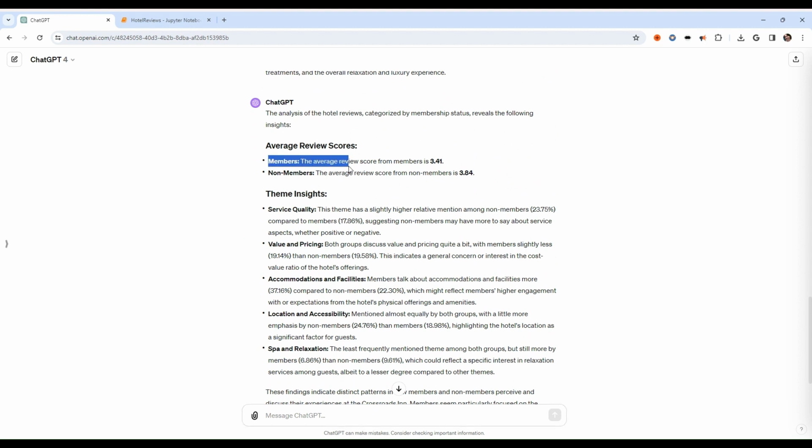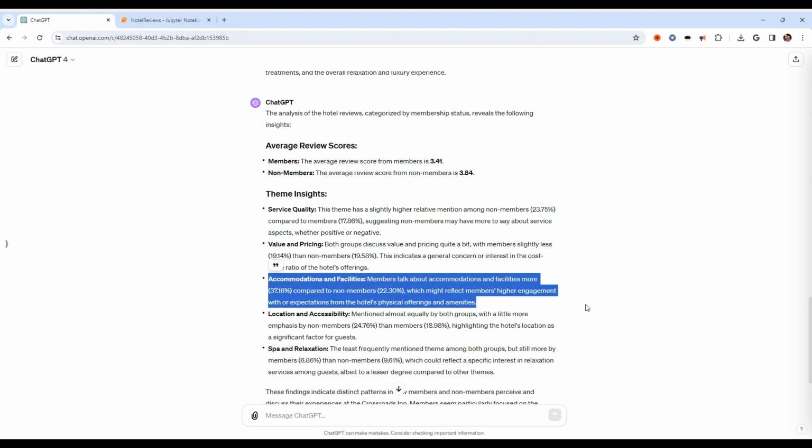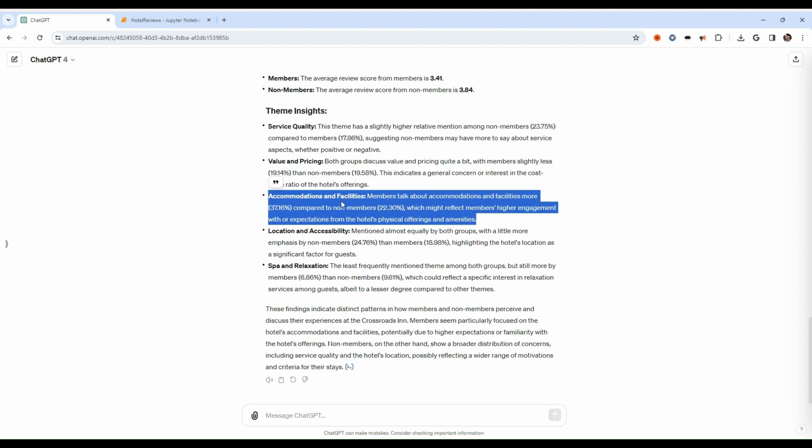Great. So we see that members' average review score is 3.41, while non-members is actually higher at 3.84. Let's zoom into accommodations and facilities, our area of focus. Members talk about accommodation and facilities more, 37.16%, compared to non-members, 22.3%, which might reflect members' high engagement with or expectation from the hotel's physical offerings and amenities. So members probably are familiar with our brand and have certain expectations that we may or may not be meeting at the Crossroads Inn.